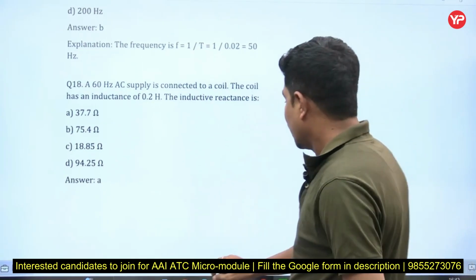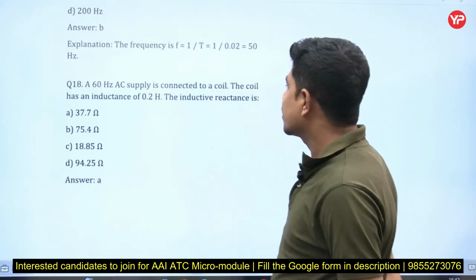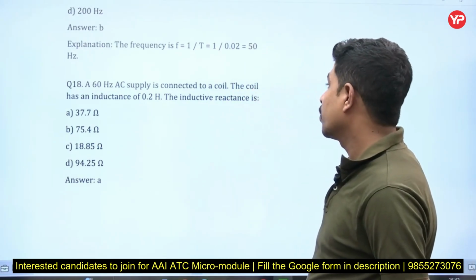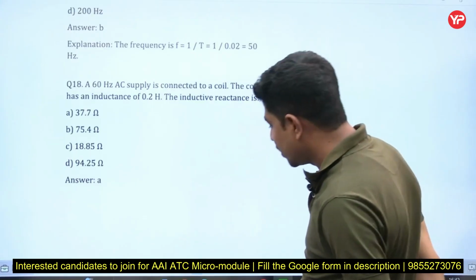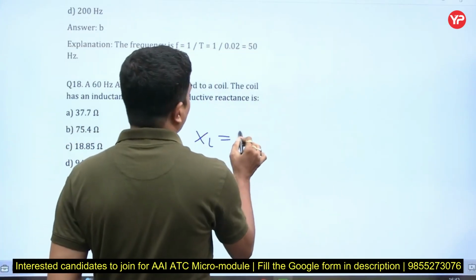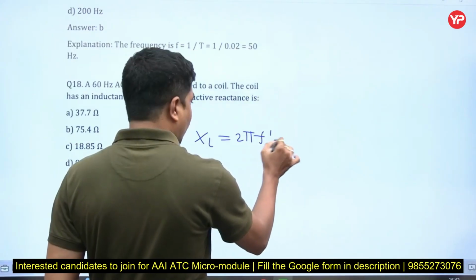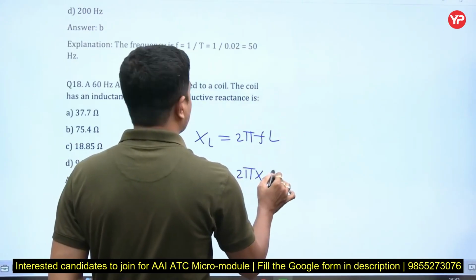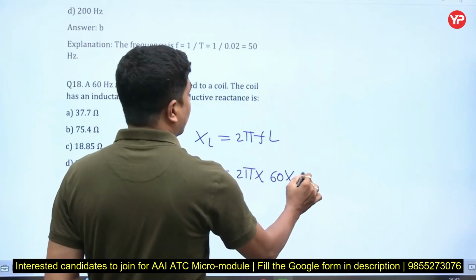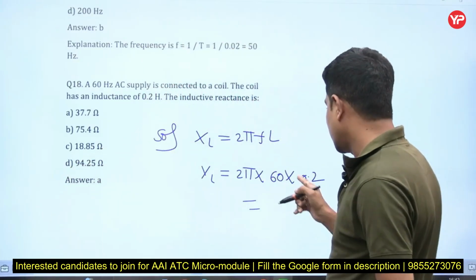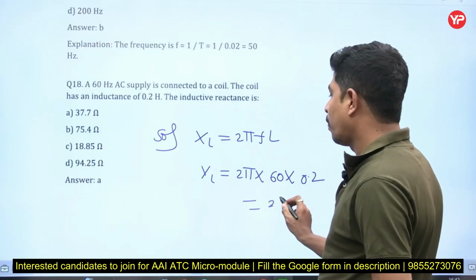Next, a 60 hertz AC supply is connected to a coil. The coil has an inductance of 0.2 Henry. The inductive reactance is, good question, inductive reactance XL is equal to 2 pi FL. So XL is equal to 2 pi into frequency, 60, into inductance, 0.2. Then how much is it? 6 into 2 is 12, 24 pi.